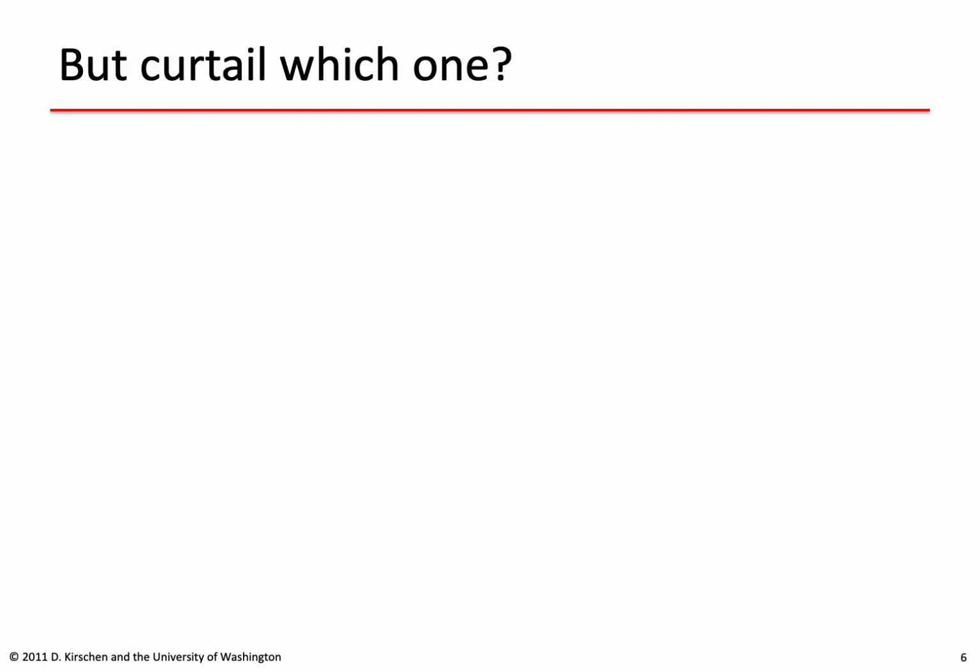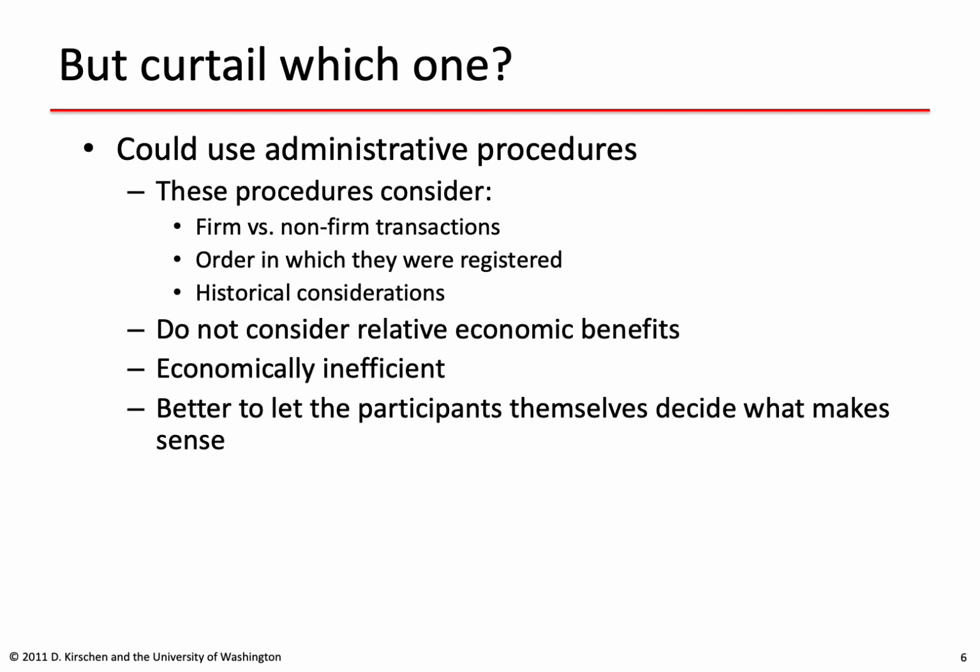But the question is, which of these transactions should be curtailed? Well, one approach is to use what might be called administrative procedures. And these procedures might consider whether the transactions have been described as being firm or non-firm, or the order in which these transactions were registered, or some historical considerations. Maybe generator G1 has been selling to load L1 for a long time and therefore feels like it has a historical right to use the transmission system.